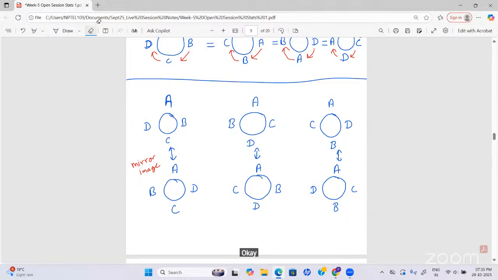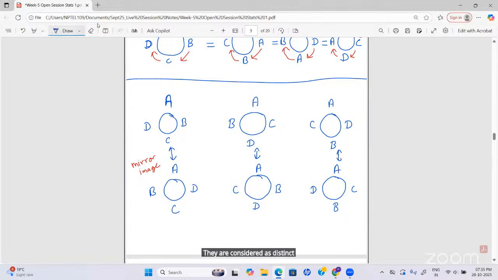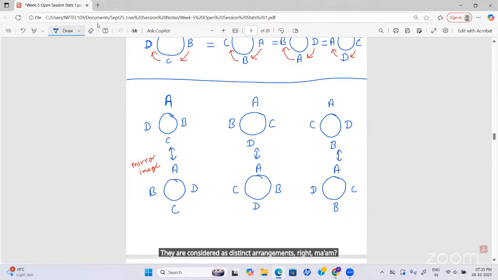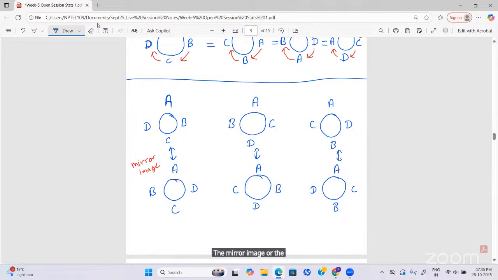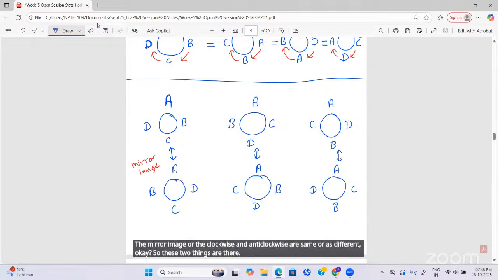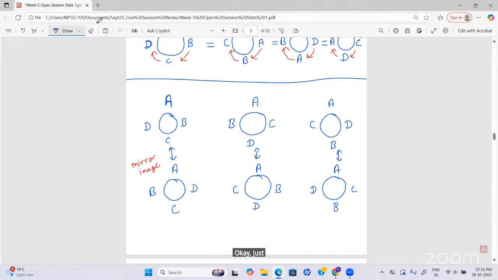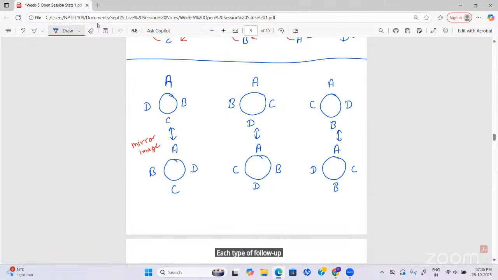They are considered as distinct arrangements. Yes, there can be two conditions: if you're taking the mirror image, or the clockwise and anti-clockwise are the same or different. Okay, these two things are there. Just keep that type of thing aside. All arrangements are different. Yes, here we have 6 different arrangements.